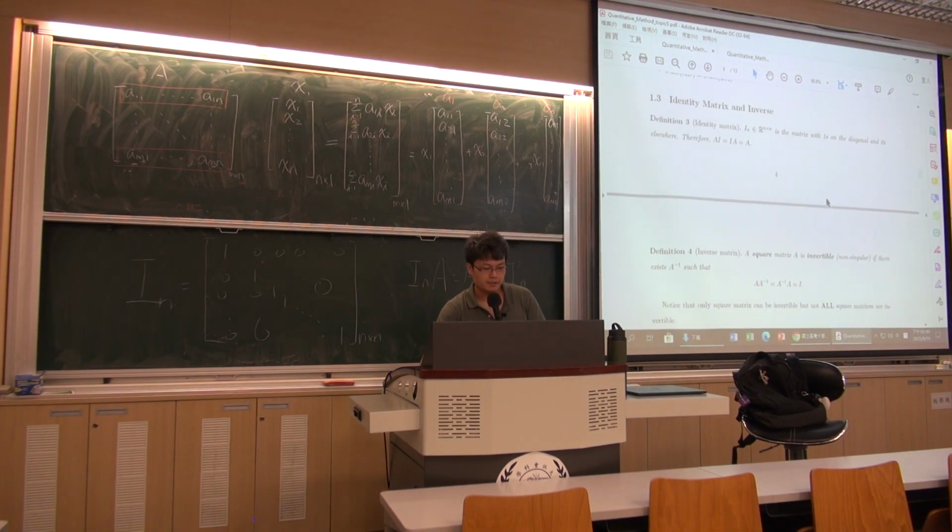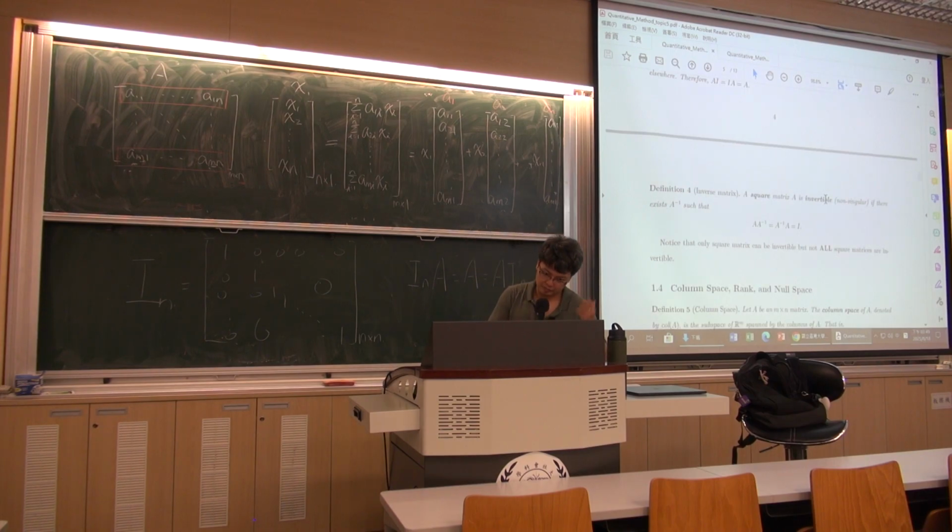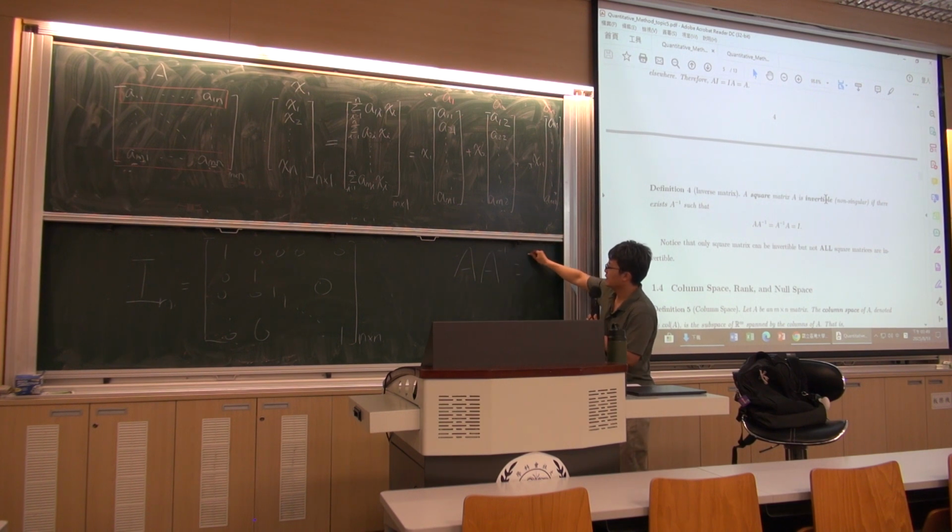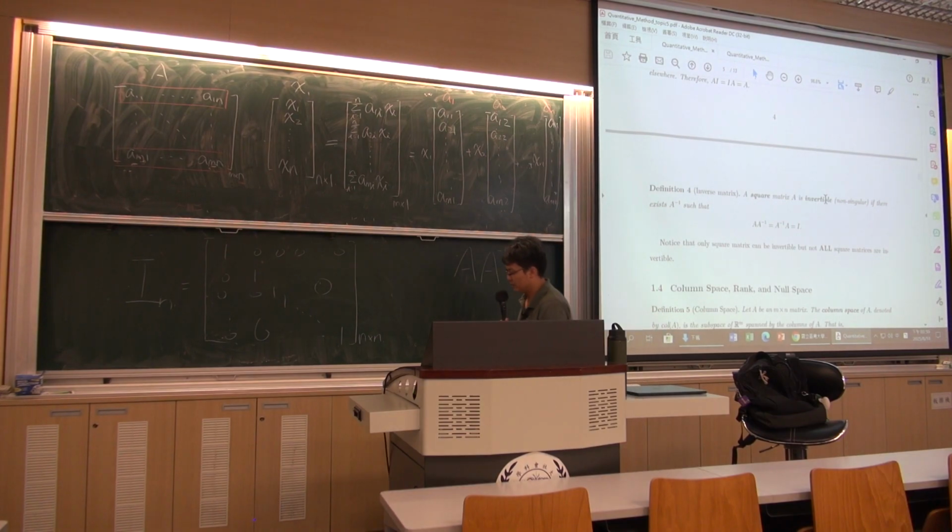Then is the inverse. Okay, so the inverse means that, let's say we have an invertible matrix A here. Once it is multiplied by its inverse matrix, what you get is the identity matrix. And of course, you can do it this way as well.